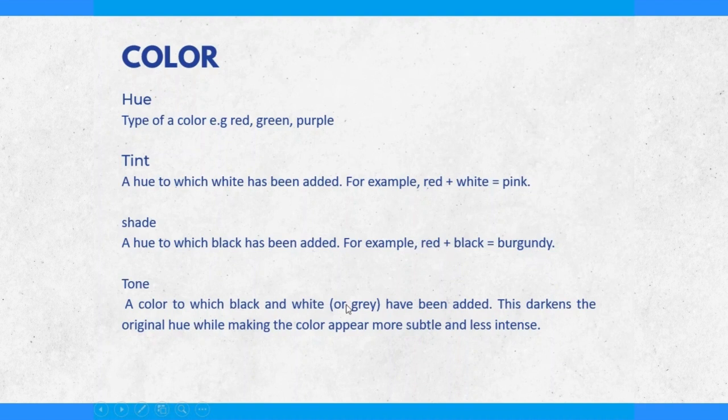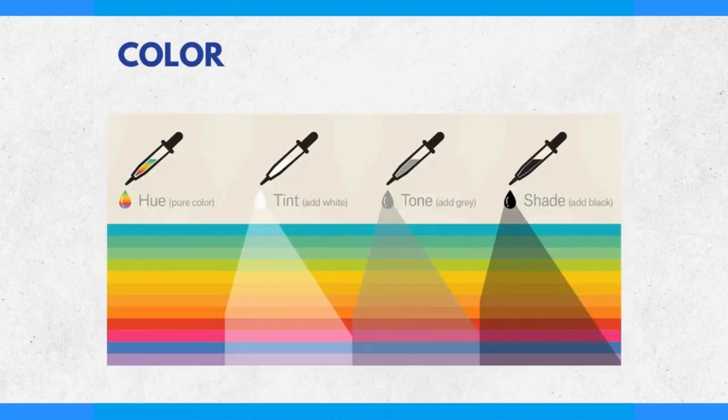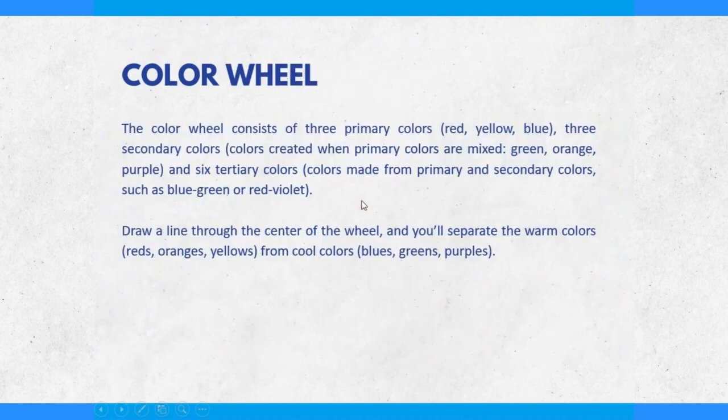Now, when you add gray or you add a mixture of black and white to the color, you have a tone. So that's the difference between the terminologies. When white is added, it's a tint. When black is added, it's a shade. When gray is added, it is a tone. So this is another image that describes these differences between the hue, a tint, a tone, or a shade.